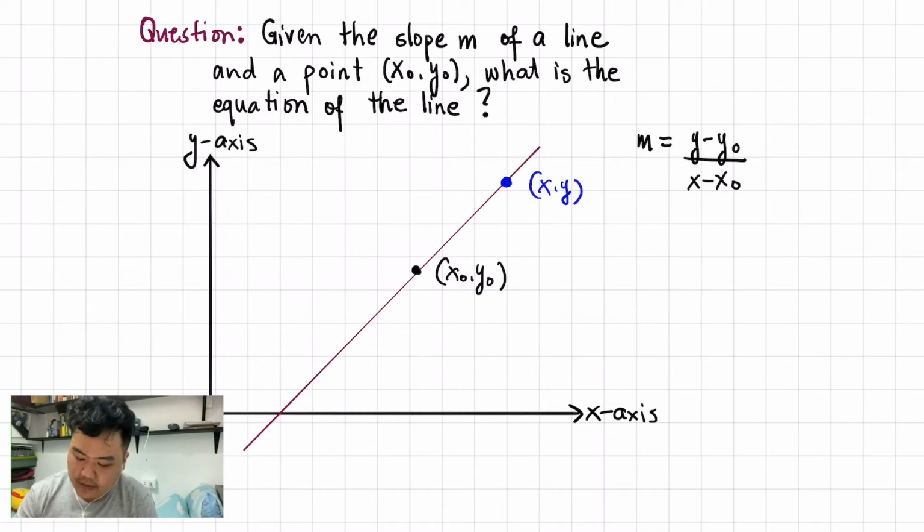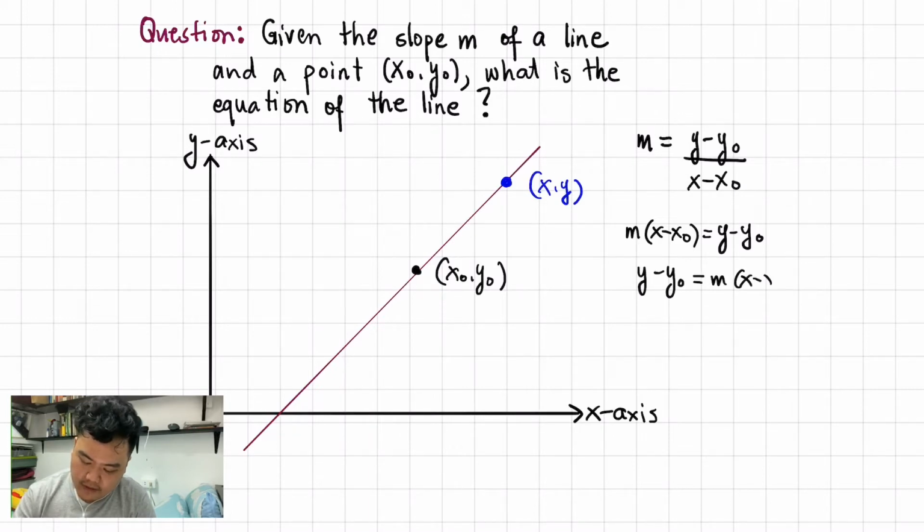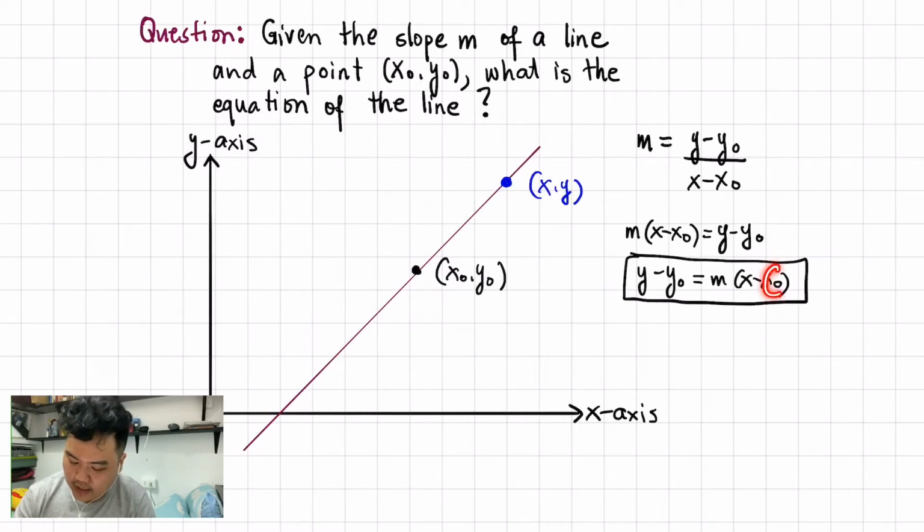And you can multiply both sides by x minus x naught to get m times x minus x naught equal to y minus y naught. And by symmetry, you can write this as y minus y naught equal to m times x minus x naught. And take a look, this x naught, m, and y naught are just constants. So this is the relationship between x and y for any point (x, y) on the line. And we call this equation the point slope form of the line.